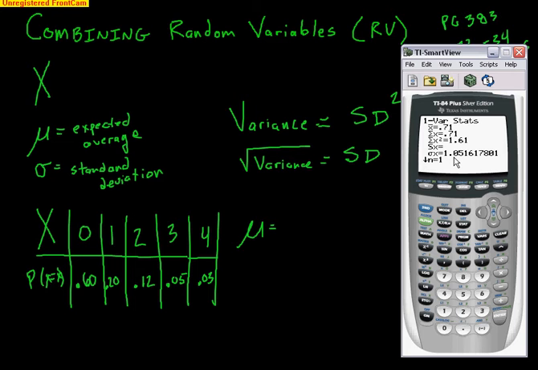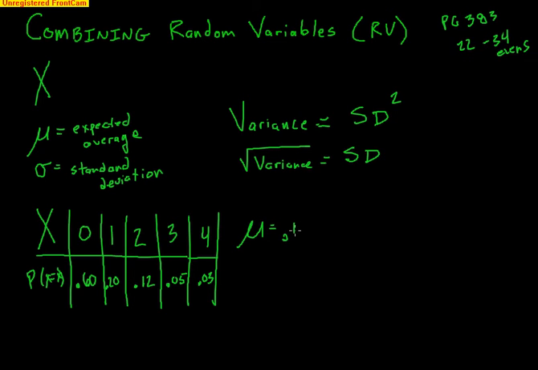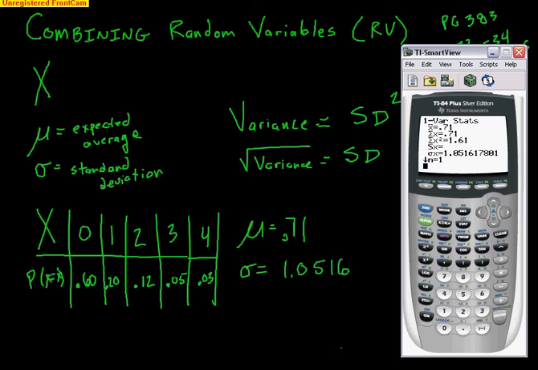Look at that, 1.0516. So we get 0.71 and 1.0516. Is that right? 1.0516. So anyway, that is an easy way to calculate the sigma and the mu. Now it does say x bar, it should say mu, but it doesn't, so sorry, no big deal.